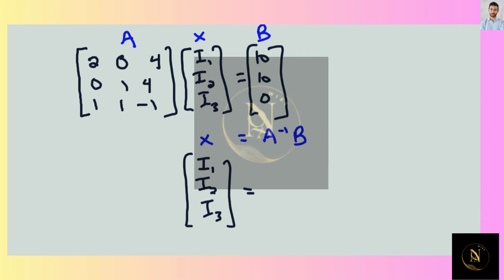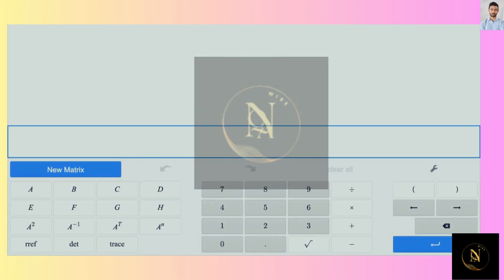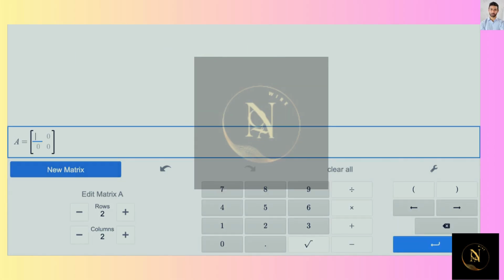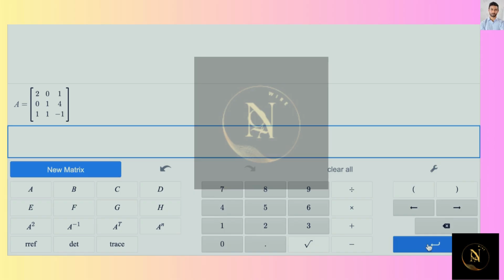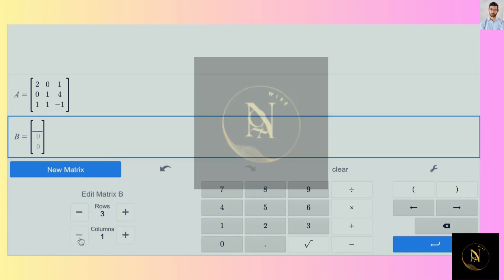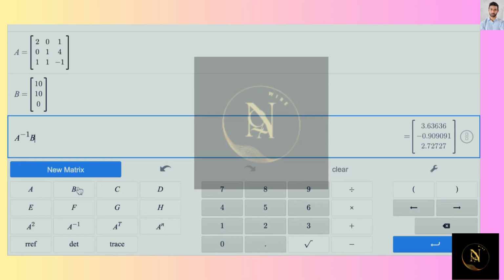So let's go to a calculator here. I'm using the Decimalist matrix calculator. For matrix A, it's the coefficient matrix. Matrix B is the constant matrix, 10, 10, 0. And we want A inverse B.